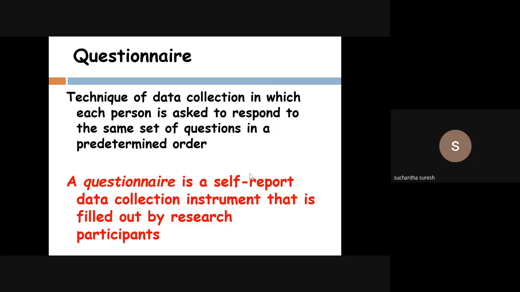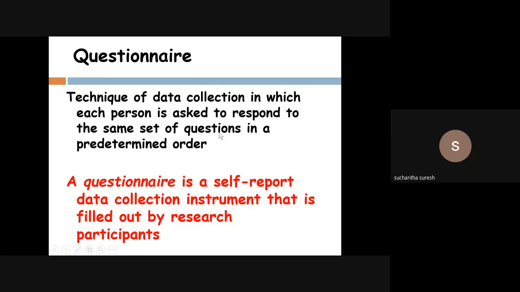Okay, so a questionnaire is a self-reported data collection instrument that is filled out by the research participants. We call the person who is giving the response a research participant. It's a self-report. I'm writing myself, based on what questions are given and what options are given, that I'm filling by myself.